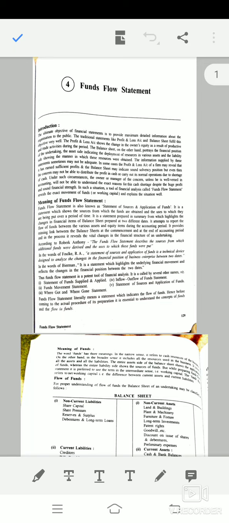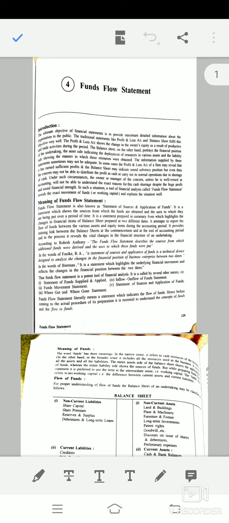Hello students, in this lecture we are going to see what is fund and what is flow of fund. The word fund, in a narrow sense, refers to cash resources of the business. In a broader sense, all resources of the business are funds. So all assets and liabilities we can consider as a fund.